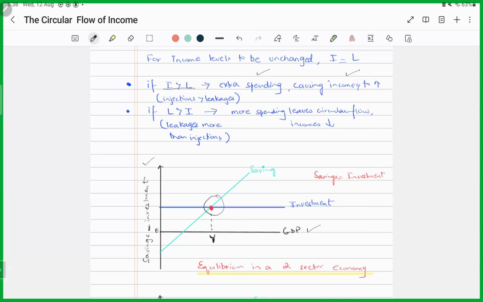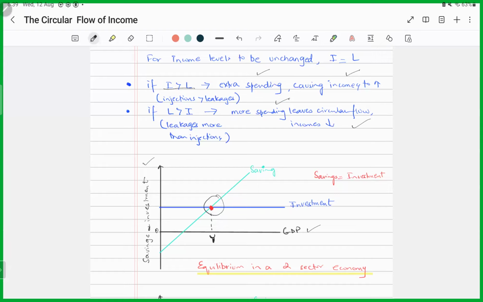But then what if it was an entirely opposite scenario? What if leakages were more than injections? That means there would be more spending leaving the circular flow of income. And then what should happen to the level of income? Should they rise or fall? If there are more leakages, exactly, the level of income should fall.